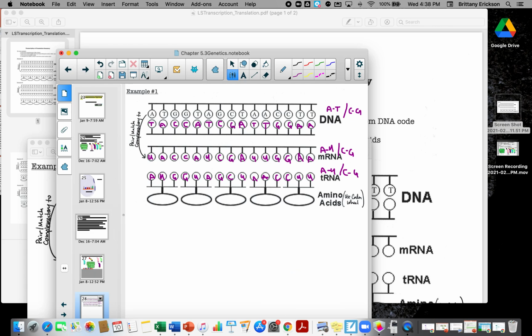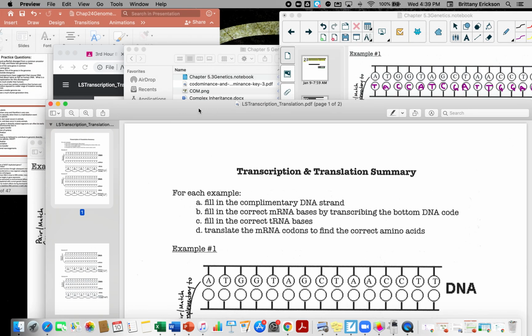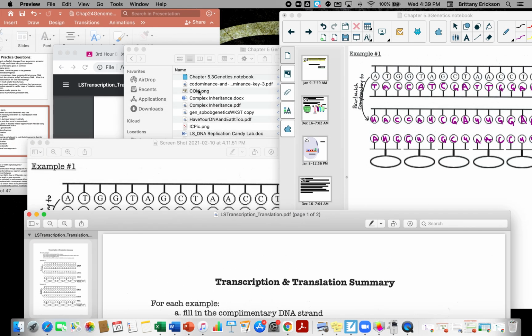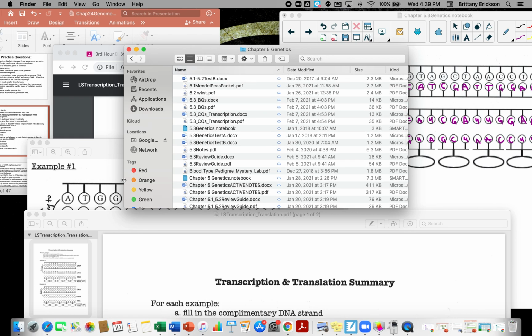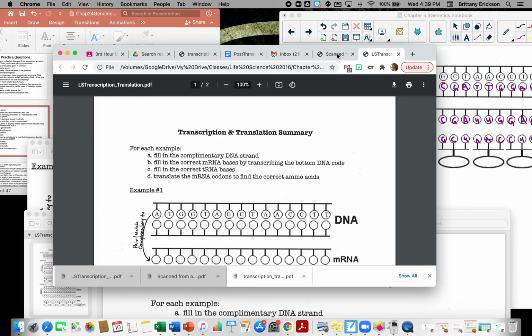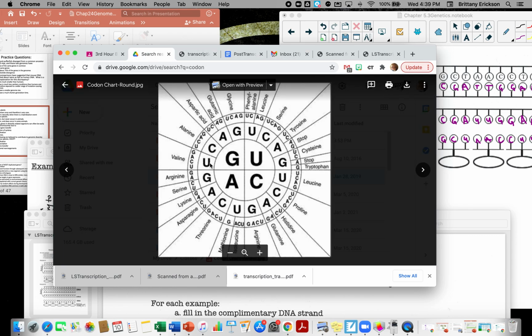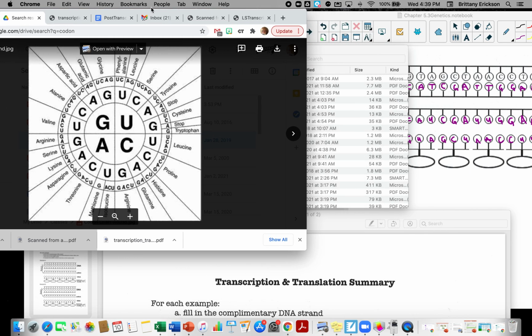Let me find my codon wheel because it has disappeared from me. Where did it go? I just had it. Well, this is wonderful. Yep, here it is. Found it.